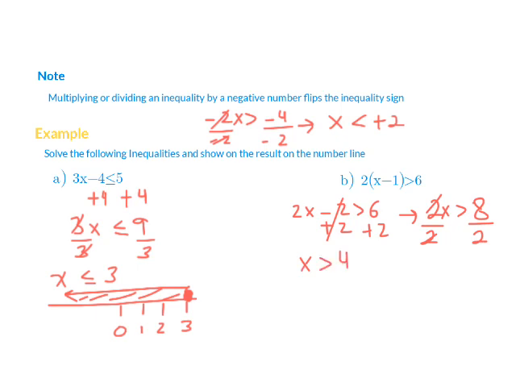So to draw the number line, this is my number line. Let's say this is 0, this is 1, this is 2, this is 3, and this is 4. Now, in this inequality, I have x greater than 4. Since I don't have the equal sign, I will draw an open circle at x equals 4, and I will move to the right. So my solution is anywhere to the right of x equals 4.